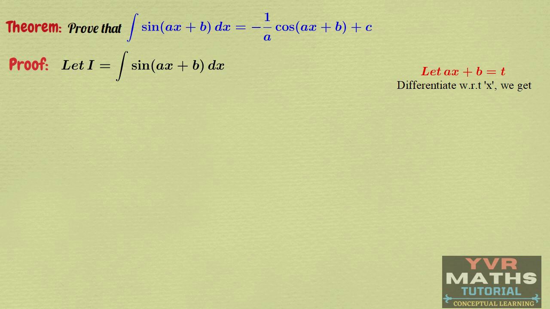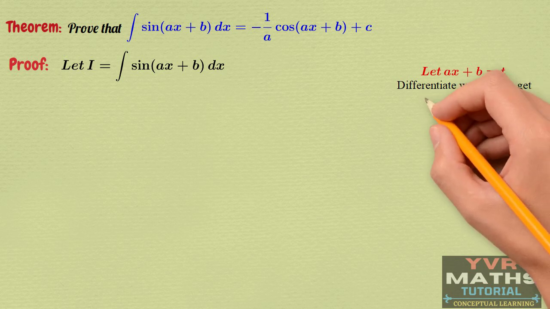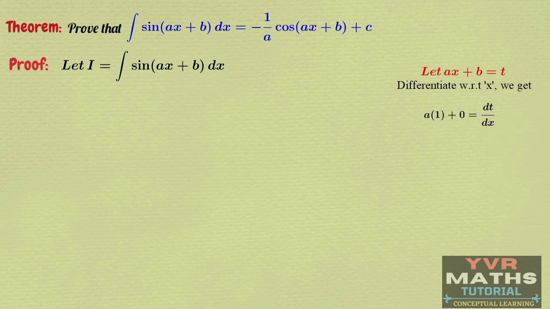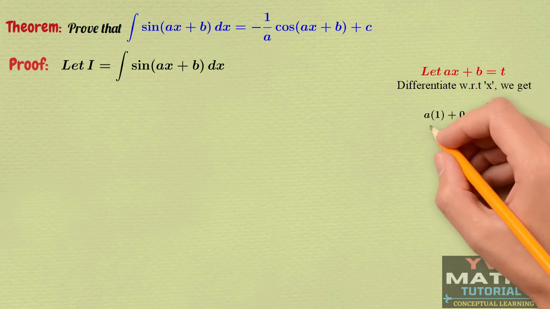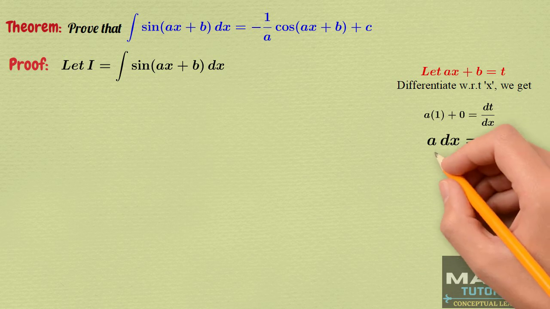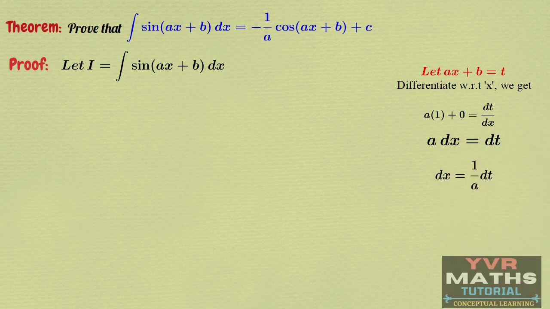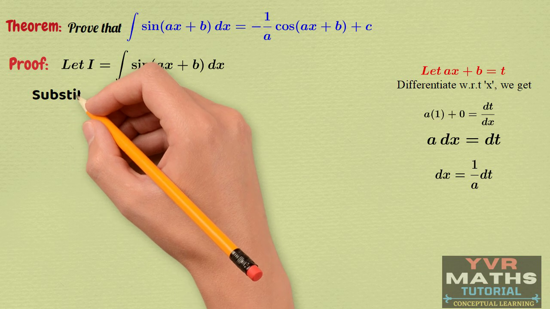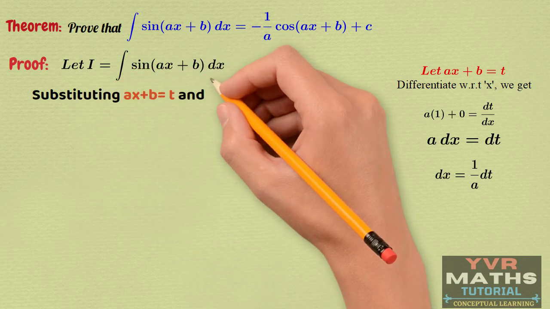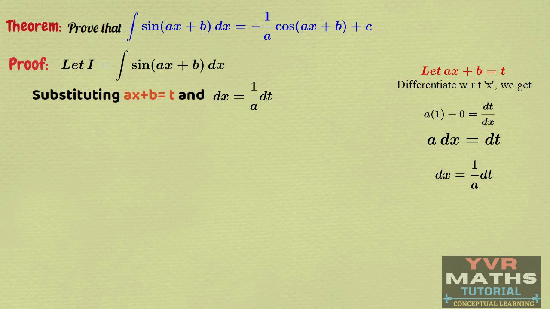Already we discussed in the previous two theorems, a into 1 plus 0 is equal to dt by dx. If you cross multiply, a dx is equal to dt. Then dx is equal to 1 by a dt. Now I will substitute ax plus b is equal to t and dx is equal to 1 by a dt in the given integrand. Then what you will get?